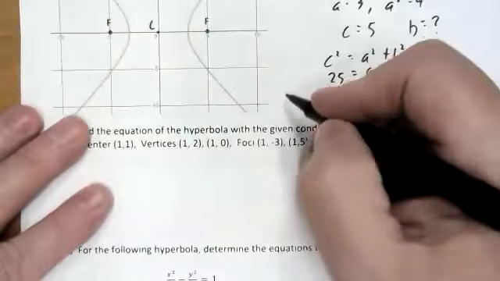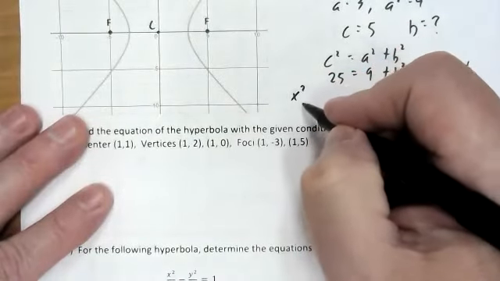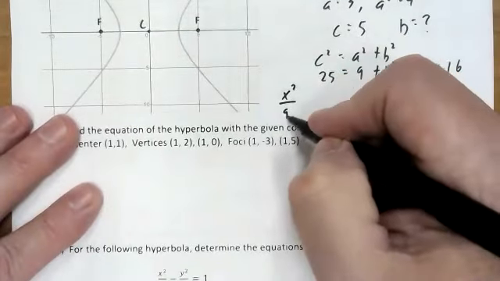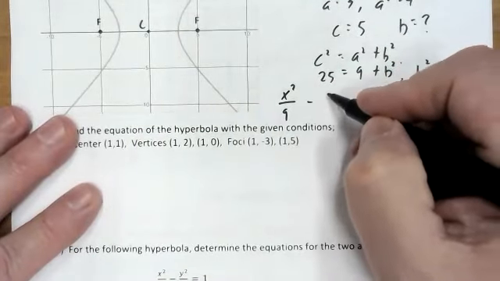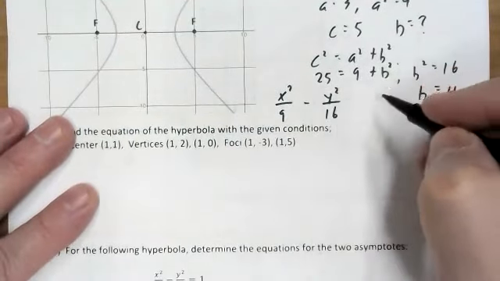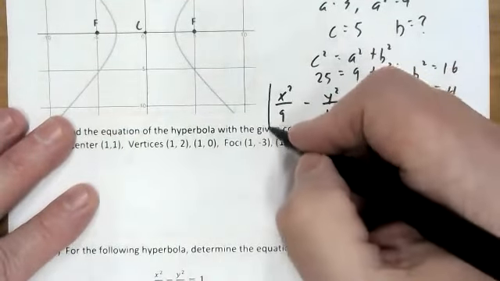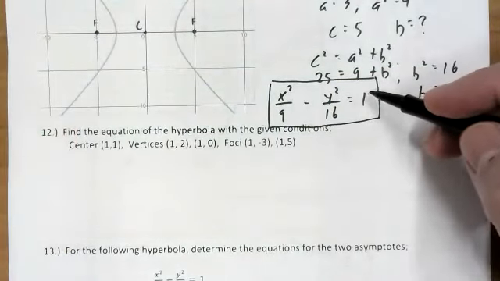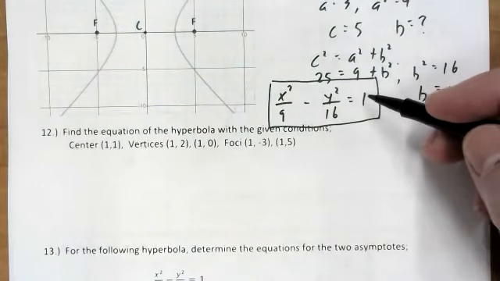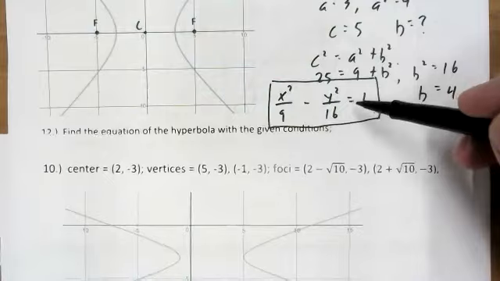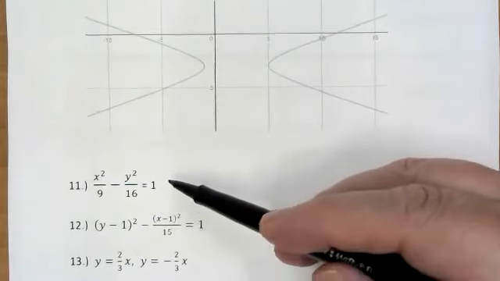H and K were 0. So it's going to be x squared over a squared, a squared is 9, minus y squared over b squared, which is 16. And all that equals 1. So hopefully, if I check number 11, that's just going to be the answer. And it is correct.